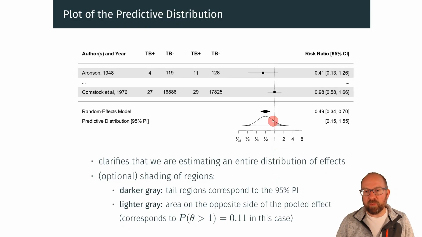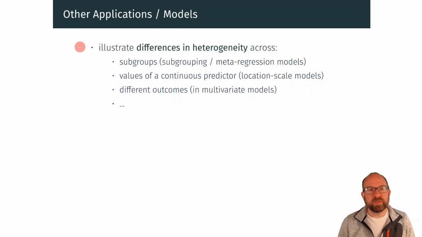So this area here is the probability that the vaccine is not effective, which is about 11% here. We can use the same visualization to indicate differences in heterogeneity across subgroups, or maybe along a continuum for a continuous predictor, or different outcomes, and I want to illustrate these possibilities now.